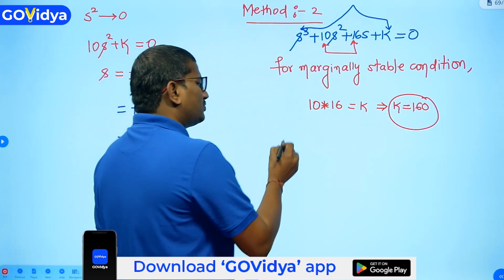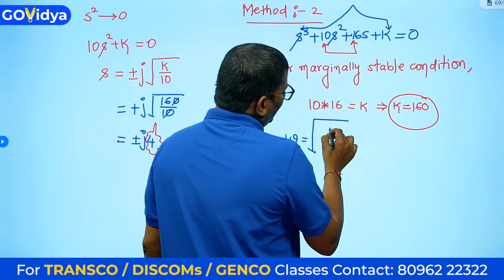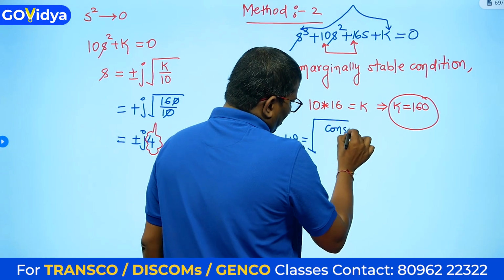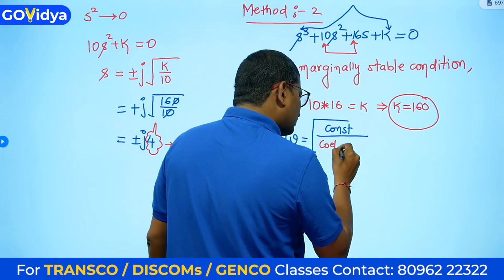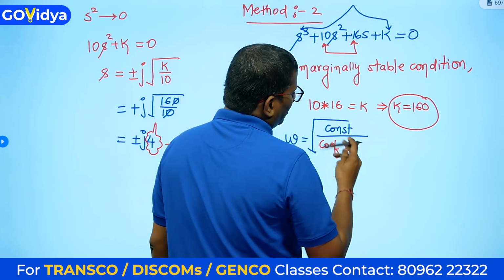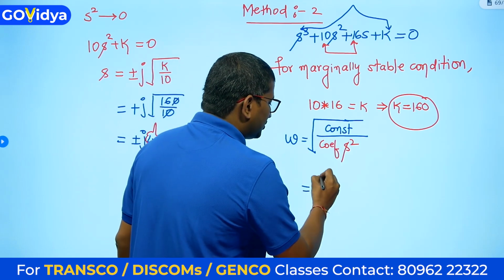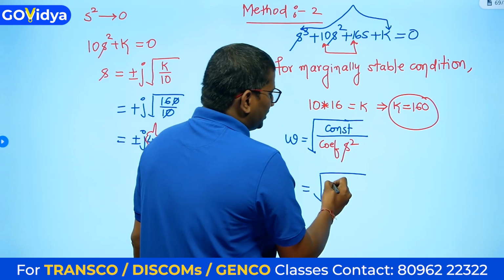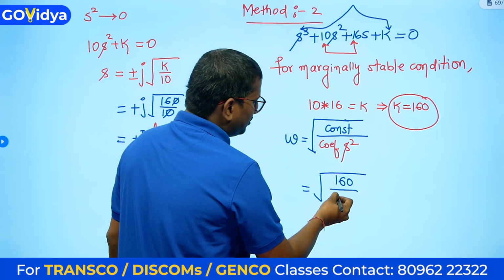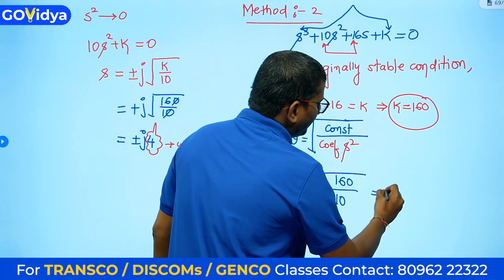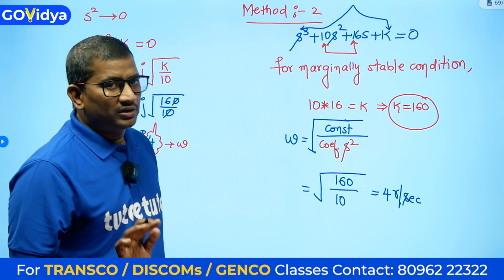Now the frequency of oscillations omega, straight away we can write the relation I am giving: root of constant divided by coefficient of s square. Everything is under root only. As per this given question, the constant value is 160. And what is the coefficient of s square here? 10. So directly we can write the frequency of oscillations is 4 radians per second. This is applicable if you have only a third order system.